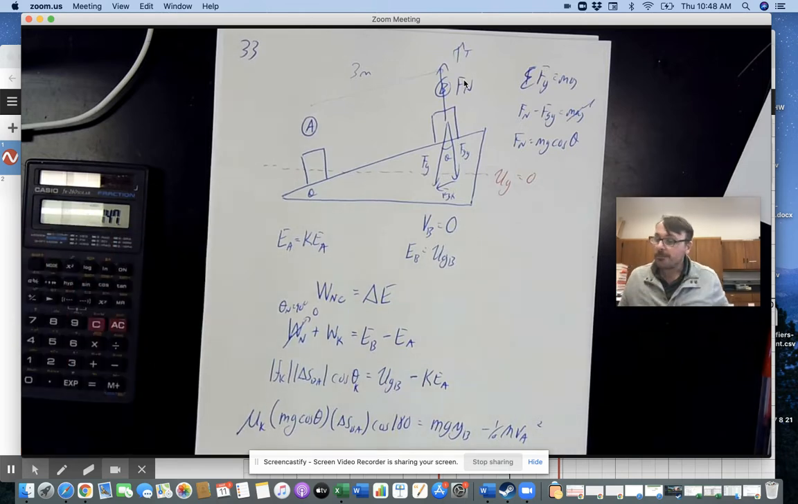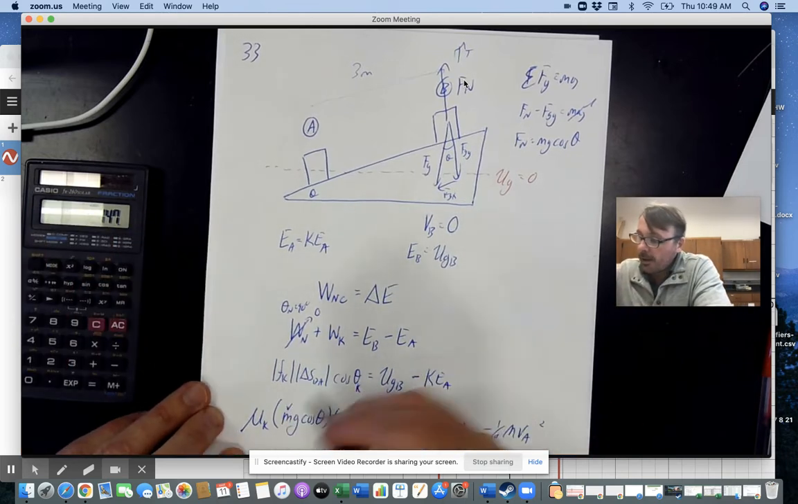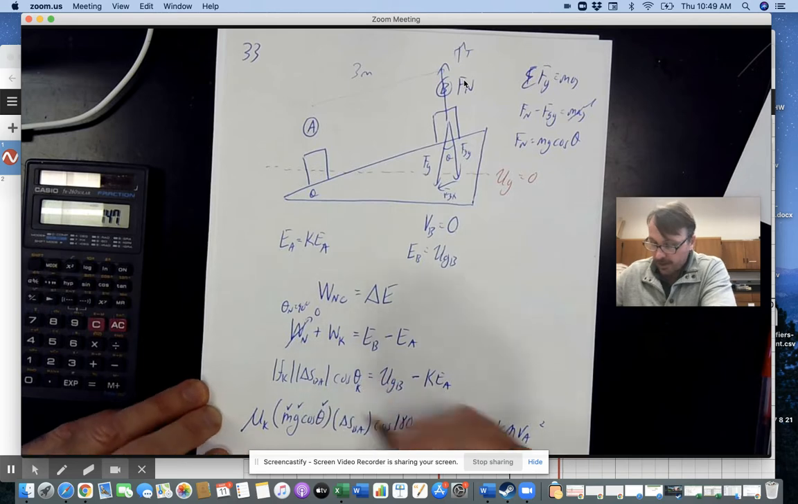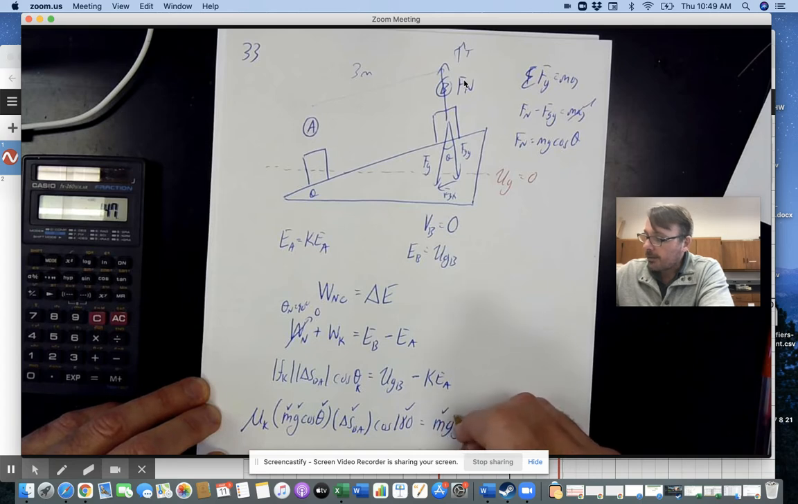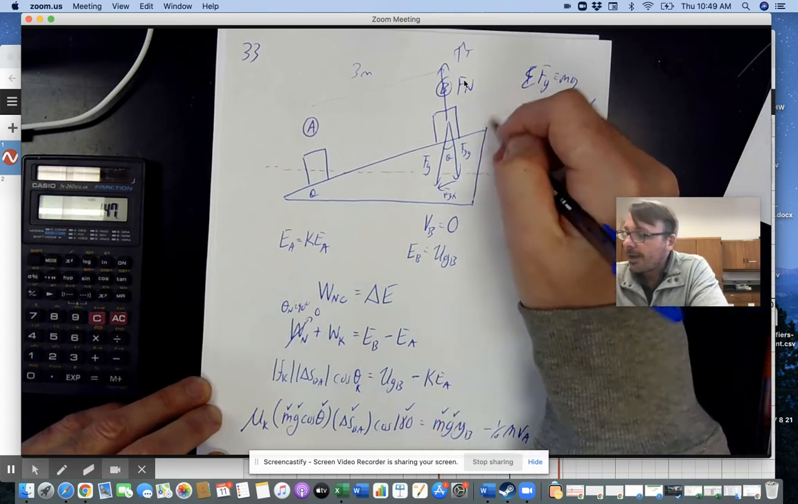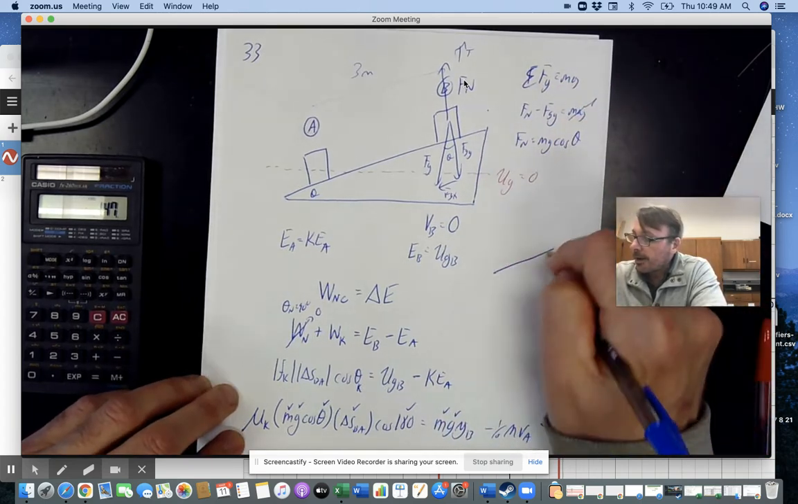So what do I know here? I know m, I know g, I know this angle theta, that is 30 degrees. I know that this is 30 meters, that is 180. I know that. I know that. Y at B. Okay, so now I need to actually look at this, right?